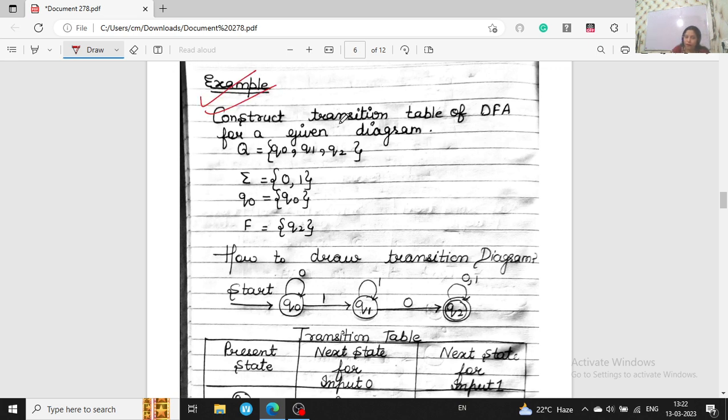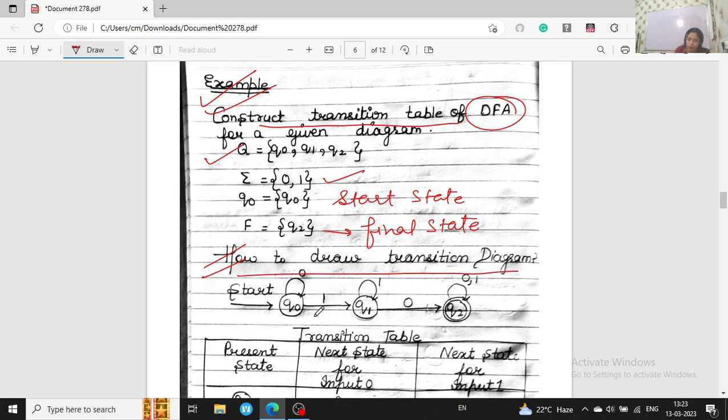Now, this is an example of DFA: how to construct the transition table of a DFA for a given diagram. We are given Q equal to Q naught, Q1, Q2, and sigma equal to 0 and 1. We have two transition values, 0 and 1. Q naught is the start state, and Q2 is a final state. F represents the final state. Now, how to draw the transition diagram? Start at Q naught, accept 0 on itself, then transition to Q1 on 1. Q1 accepts 1 on itself. Then it transitions to Q2 on 0. Q2 accepts 0 or 1 on itself.